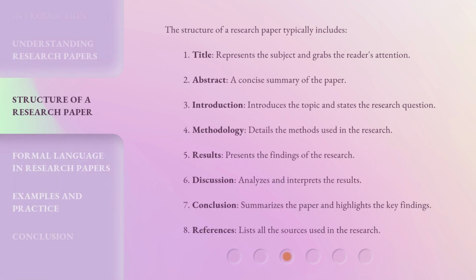The structure of a research paper typically includes: 1. Title, represents the subject and grabs the reader's attention. 2. Abstract, a concise summary of the paper. 3. Introduction, introduces the topic and states the research question. 4. Methodology, details the methods used in the research.